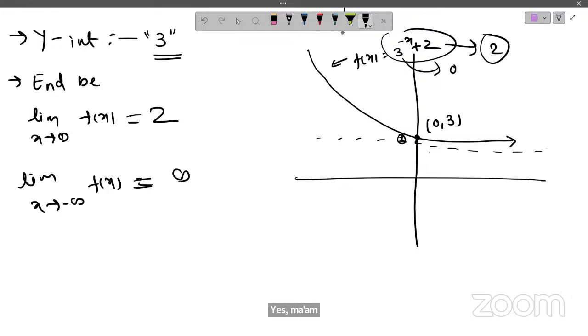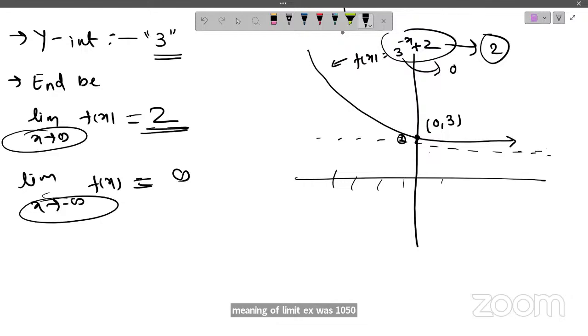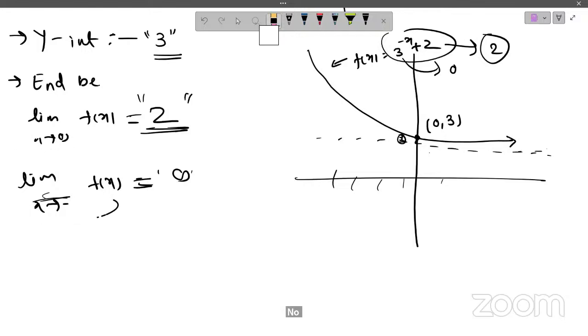Ma'am, the x value could be any real number on the x axis. The y value could be at max 3. That's the meaning of limit x goes to infinity and minus infinity. What is the at most value? So it is 2, right? No, it would go maximum till 3, right?